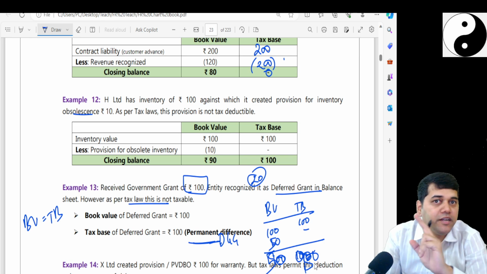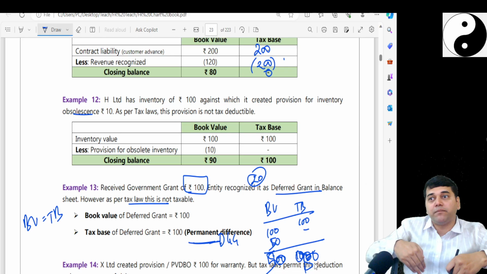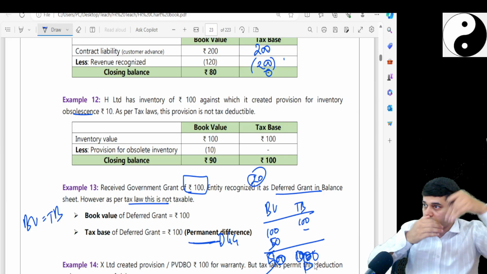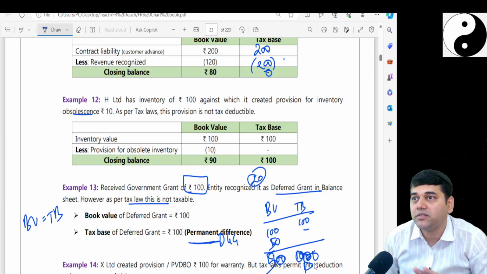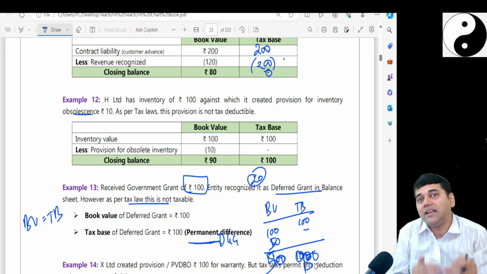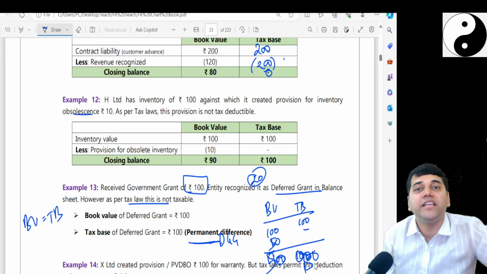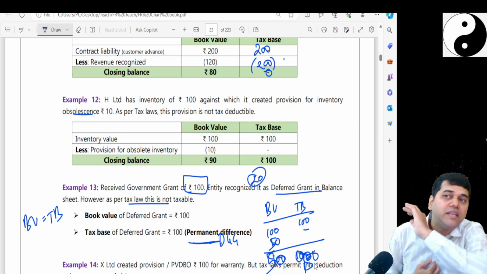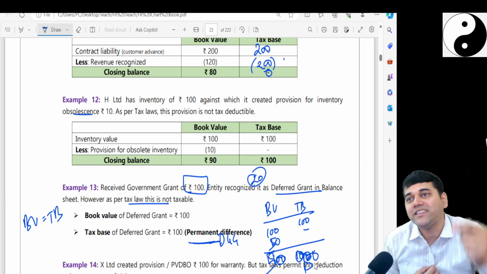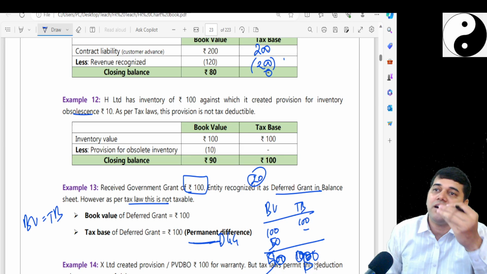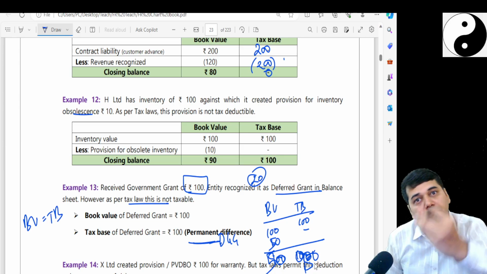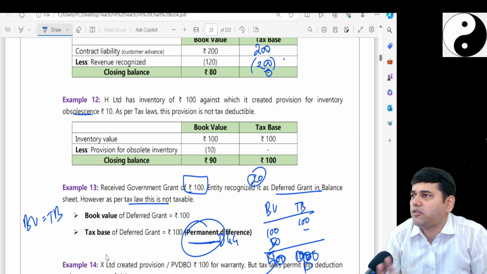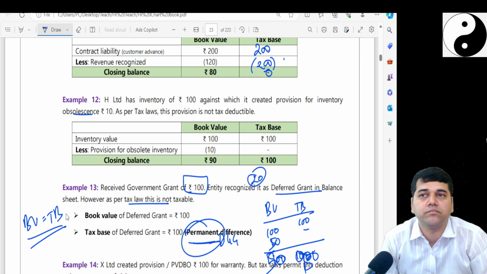It is not a temporary difference. It's not that today I have permitted for income tax, tomorrow I will not permit. Tomorrow you will claim for accounts. Or today I have claimed for accounts, tomorrow you will claim for income tax. It is not like this. It is like I will claim today in accounts, but never in income tax, like fines and penalties. I will claim in accounts. Income tax will never permit me. That's why fines and penalty payable is not a temporary difference, it's a permanent difference. So the moment you get a permanent difference, always and always, BV is equal to TB, simple.